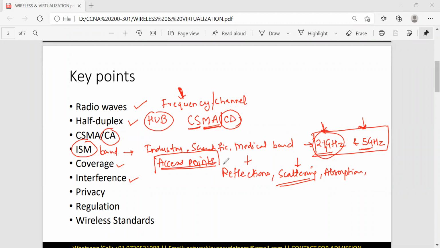Apart from the interferences I talked about, these can be related issues for wireless signals to travel, because to maintain the shape and the strength of the signal, you should see that wireless signals go through this kind of phenomenon. There will be reflections, scattering, and absorption.